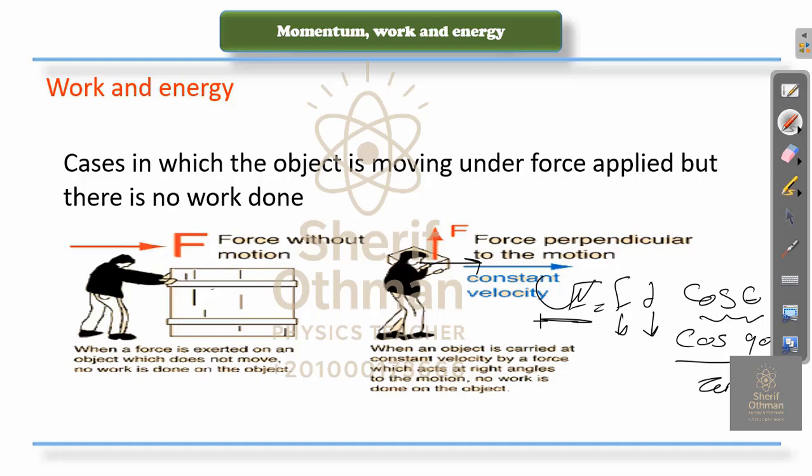So the maximum work results when the force is applied in the same direction of motion. By making an angle between the force and the direction of motion, the amount of work done decreases. It will decrease until it reaches 0 when the force and the direction of motion are perpendicular to each other.